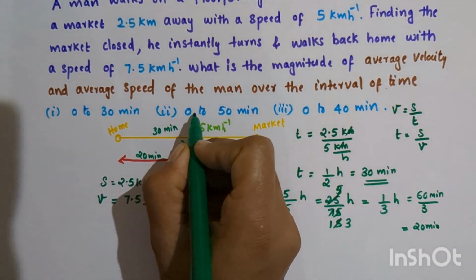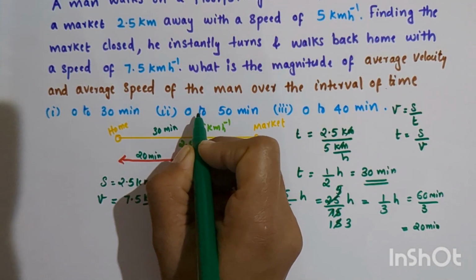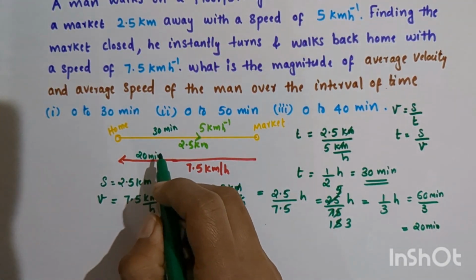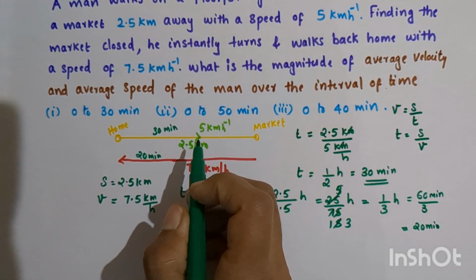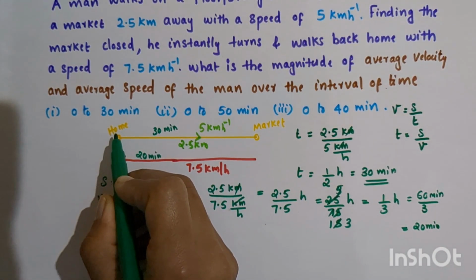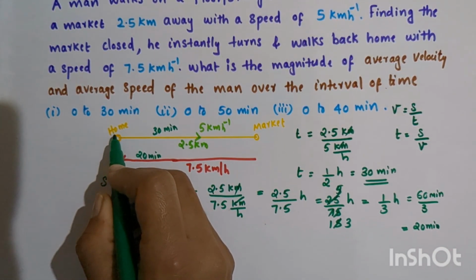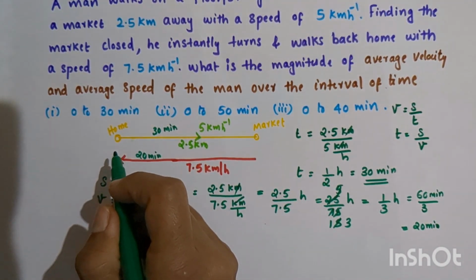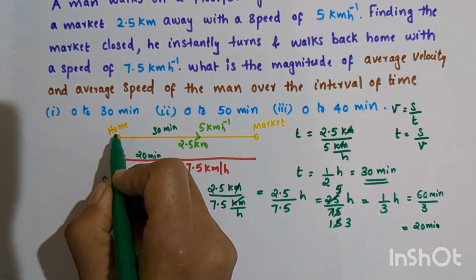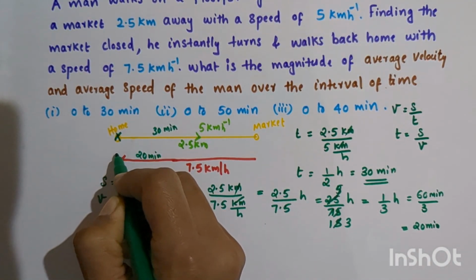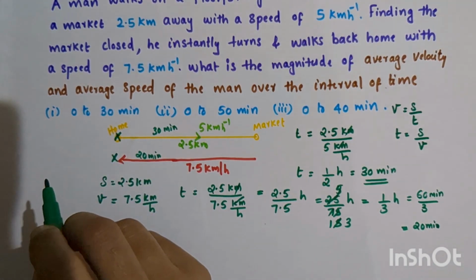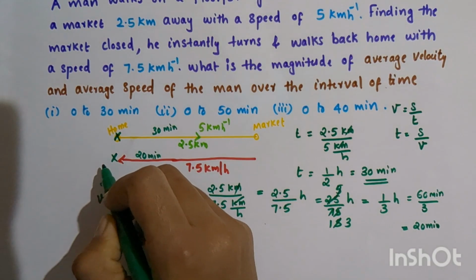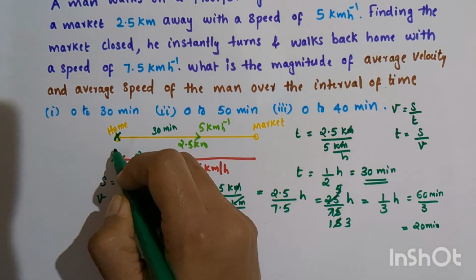So we want to find out the average speed as well as the magnitude of average velocity during this interval of time, 0 to 50 minutes. During that time the man started his motion from home, reached the market and came back to home. So during 0 to 50 minutes his initial position is home and his final position is also home. Both his initial and final positions are the same. So what about the displacement? Displacement is equal to 0.